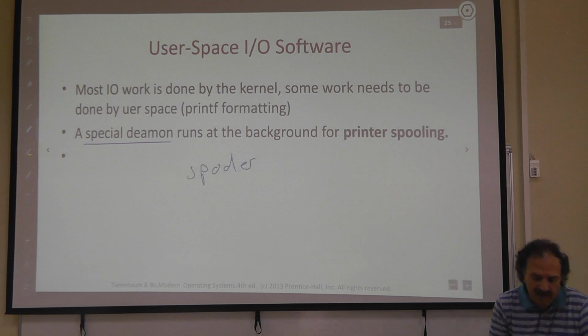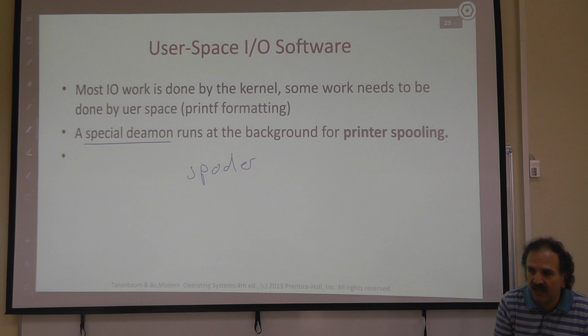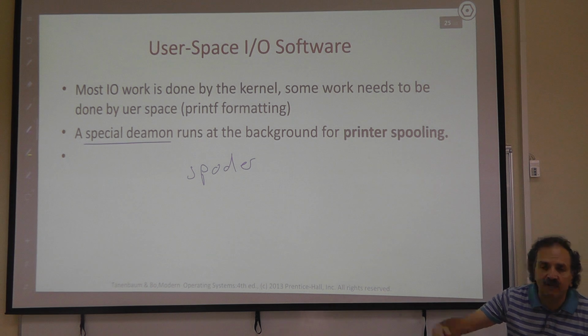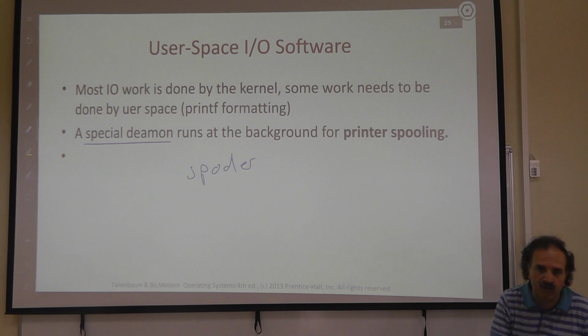The spooler daemon is a background process. It runs all the time. It checks if the directory is empty or not. If there is a file in the directory, it sends that file to the printer. So whoever puts their jobs, their print tasks, on that directory first is served first.